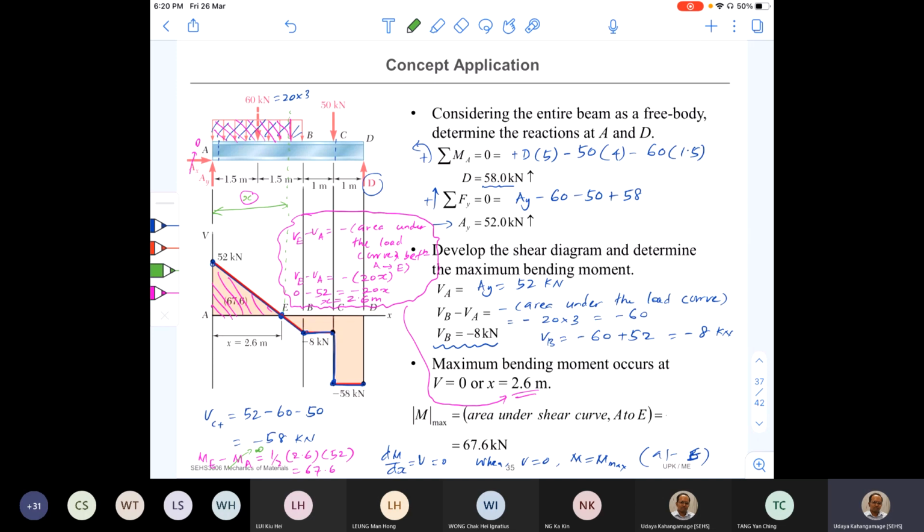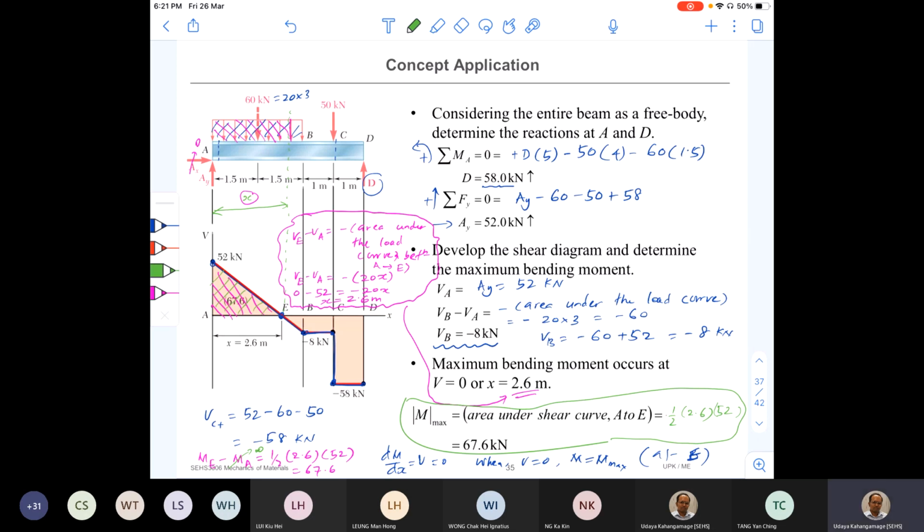So I didn't even draw the bending moment diagram. I know that maximum bending moment is at E, and then calculated the value of the bending moment at E by taking the area under the shear curve up to that point. Okay, so now the answer, M max here, I have written as the area under the shear curve A to E. So it is equal to half into 2.6 into 52. Okay, just to complete it. So this is the maximum bending moment.